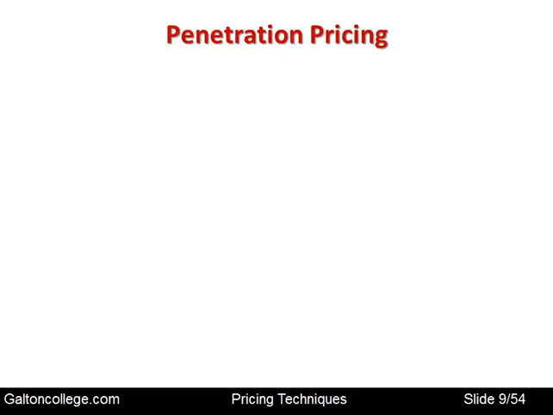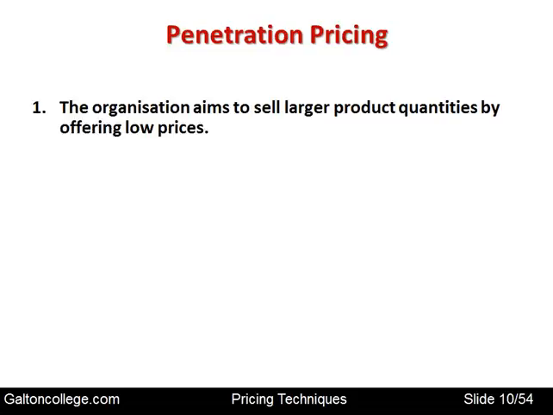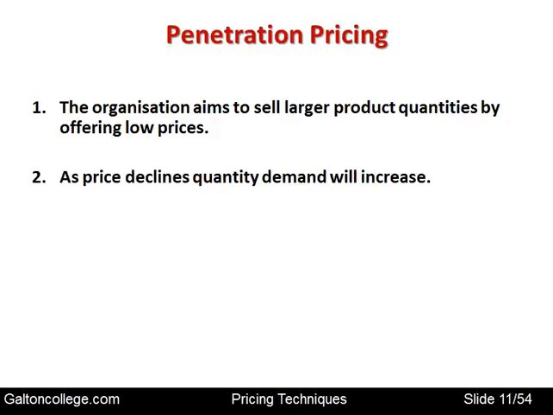Next is penetration pricing. The organization aims to sell large product quantities by offering low prices. It needs to get into the market. Perhaps it's a new product just been developed, or the company is new and it wants to get into the market, it wants to establish its name. So it wants to sell a large quantity of its output, and it does so at a low price, so to attract customers.